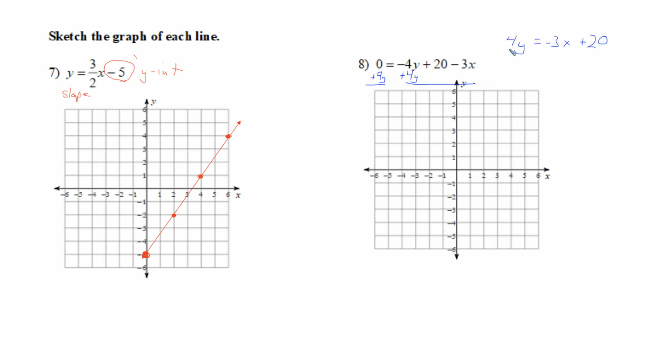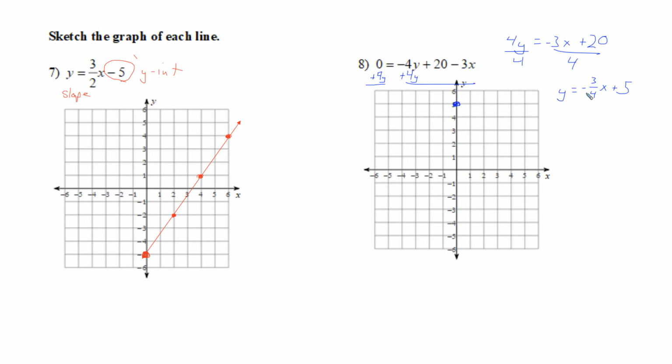We'll divide everything by 4. When we divide this right side by 4, it's a common denominator, so we can write it as -3/4 x. And then 20 divided by 4 is 5. And then we can graph this. Again, this is the y-intercept, so we start at 5.